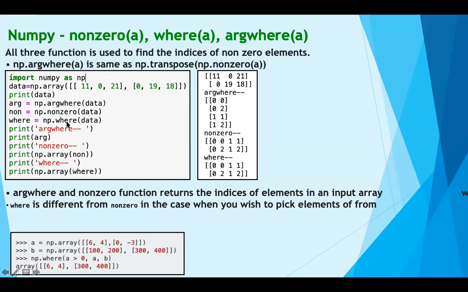For nonzero also the same answer will be returned, but it is not transposing the matrix as you have found here. So for 11 it is 0, 0, for 21 it is 0, 2, for 19 it is 1, 1 and 1, 2. Same way for the where function also.